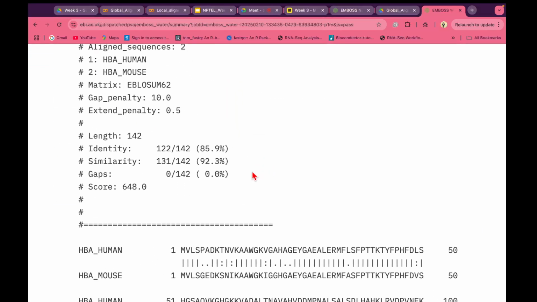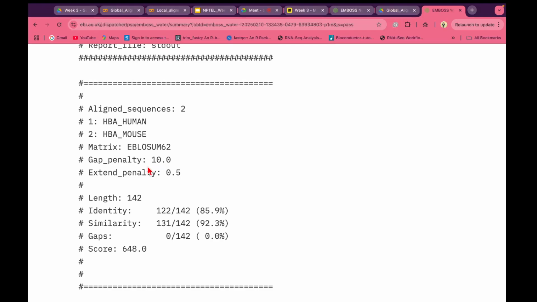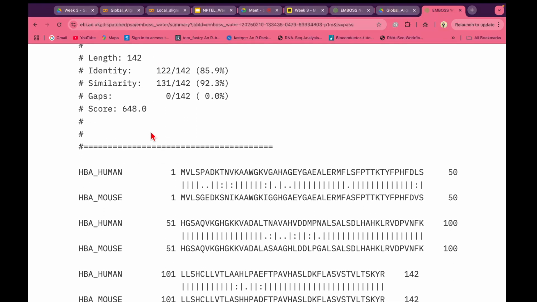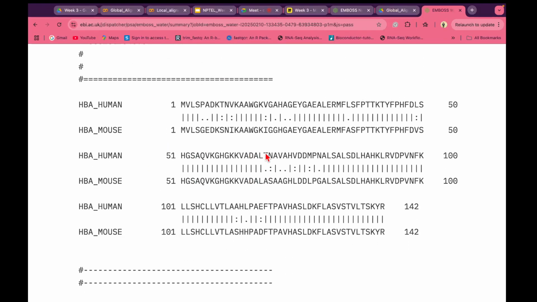Yeah, the details of the algorithm have been given before the alignment of the sequence, followed by the alignment of the sequence.